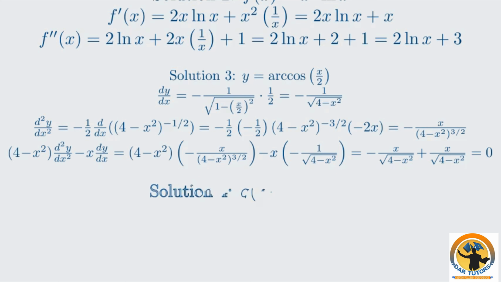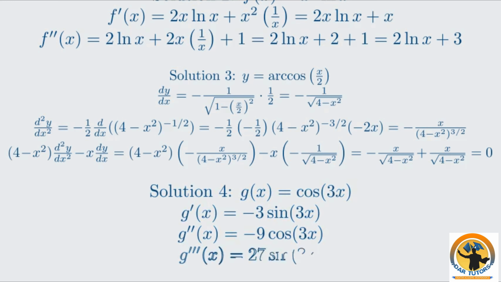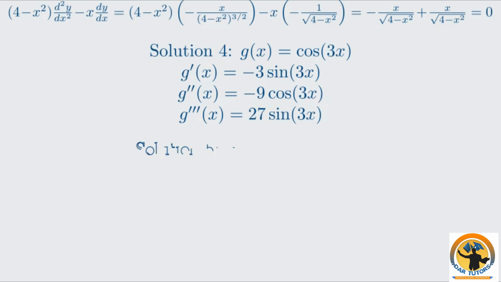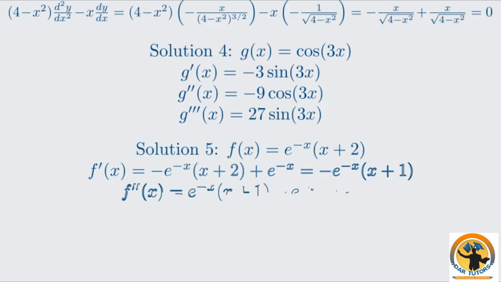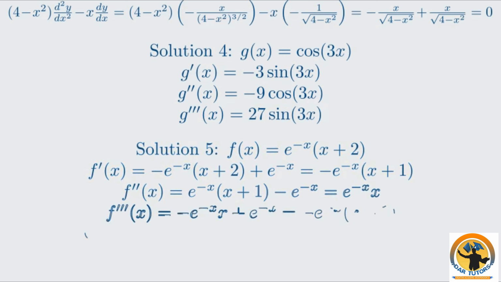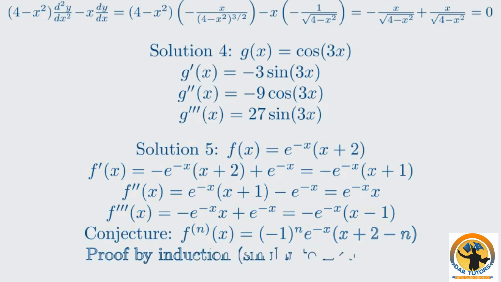For question 4, we differentiate 3 times using the chain rule. The third derivative is 7 sin of 3x. For question 5, by finding the first few derivatives, we can conjecture that the nth derivative is negative 1 to the n times e to the negative x times the quantity x plus 2 minus n. This can then be proven by induction.